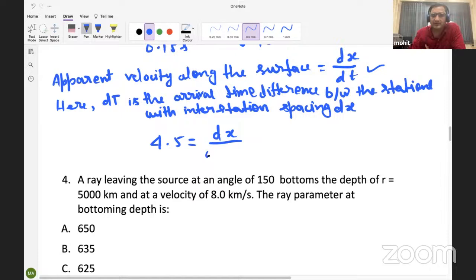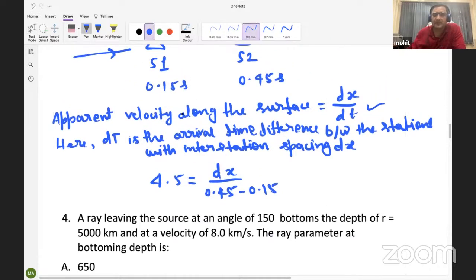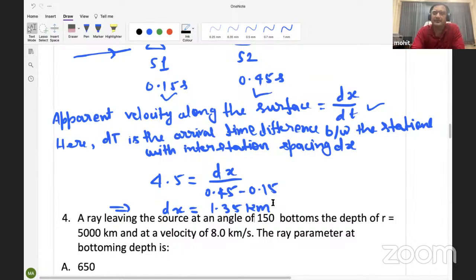So dt is how much? 0.45 minus 0.15. Okay, because at one station it is coming at 0.15 second and at another station it is coming at 0.45 second. So when we solve this equation, then dx you will find out to be equal to 1.35 kilometers. So this is the interstation distance between both of the stations.